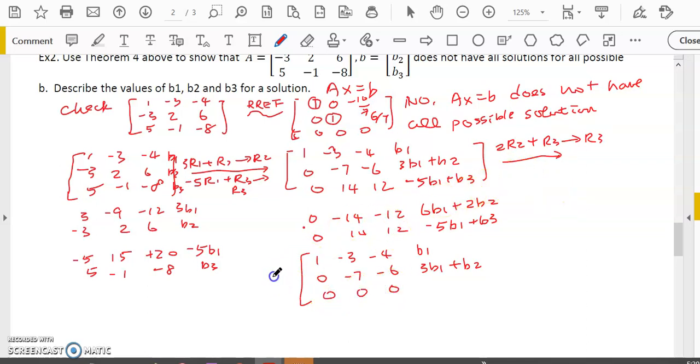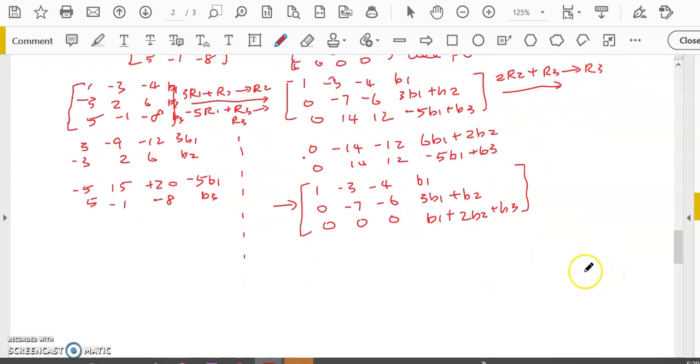So I should say, come back here. It's a little messy here. And you add this together, so it would be b1 plus 2b2 plus b3. So what would happen is these systems would have a solution only if this is 0. Okay, so a solution exists if b1 plus 2 of b2 plus b3 is equal to 0.